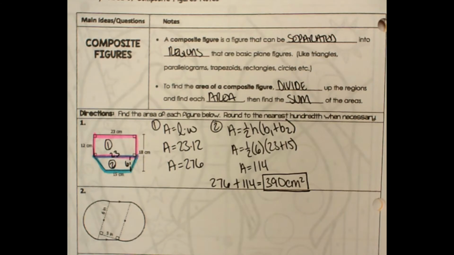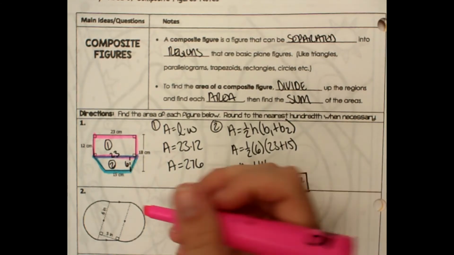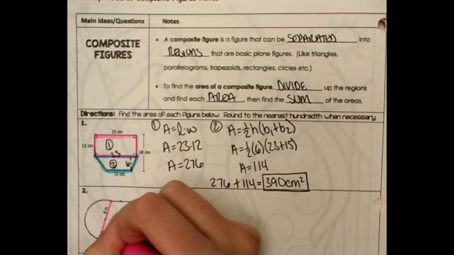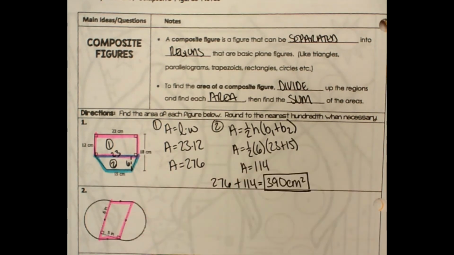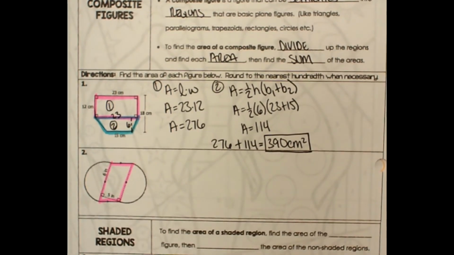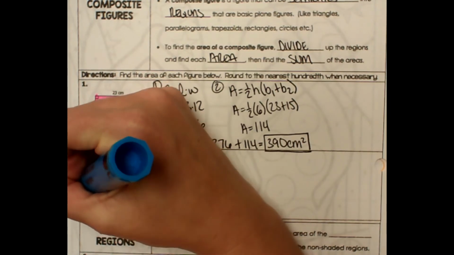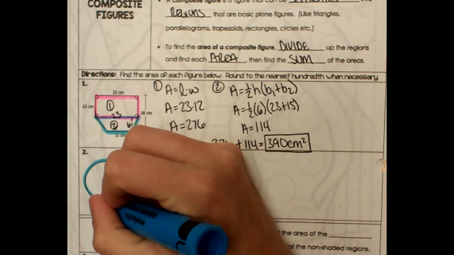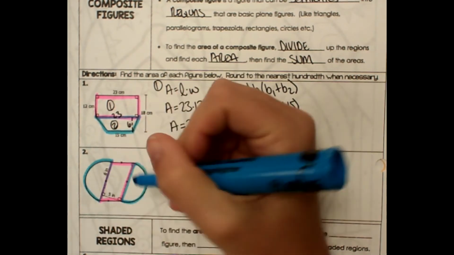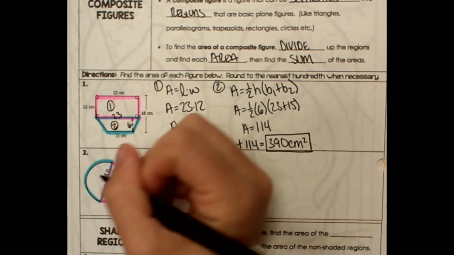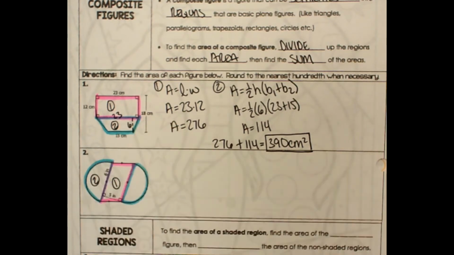Looking at number 2, the first thing I see is that parallelogram right there. The sides are parallel, 2 pairs of parallel sides, parallelogram. The second thing I see is that I have a semicircle over here and I have the other semicircle over here. What I end up having is a whole circle.